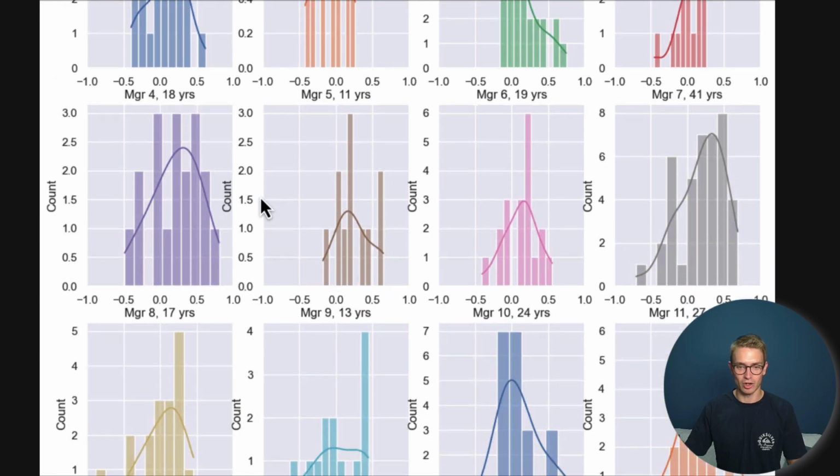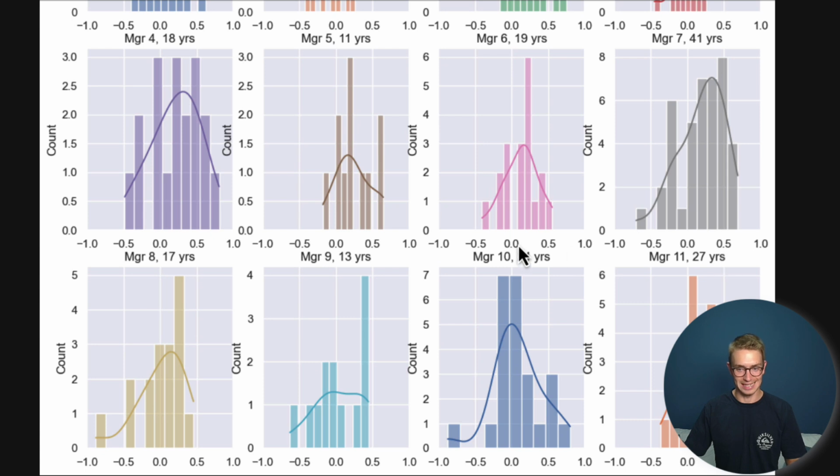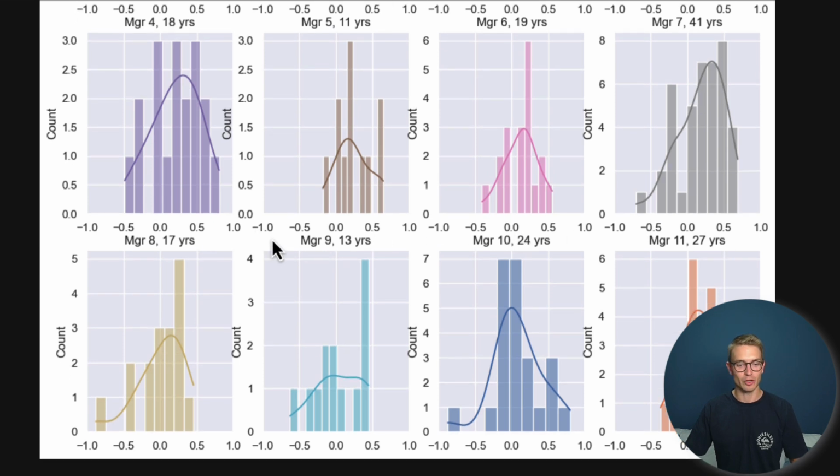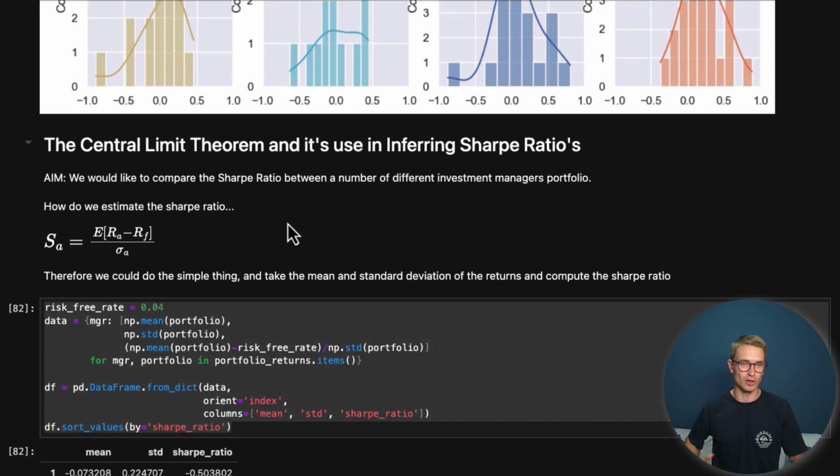So based on this real world data from all our managers that have been operating for a different number of years, how can we deduce what their true strategy Sharpe ratio is? Well, you might go, Jonathan, that's really easy to come up with. What we can do is we can assume the Central Limit Theorem and use it to infer the Sharpe ratios. Now, most people might not know that they're assuming the Central Limit Theorem, and this is half of the problem.